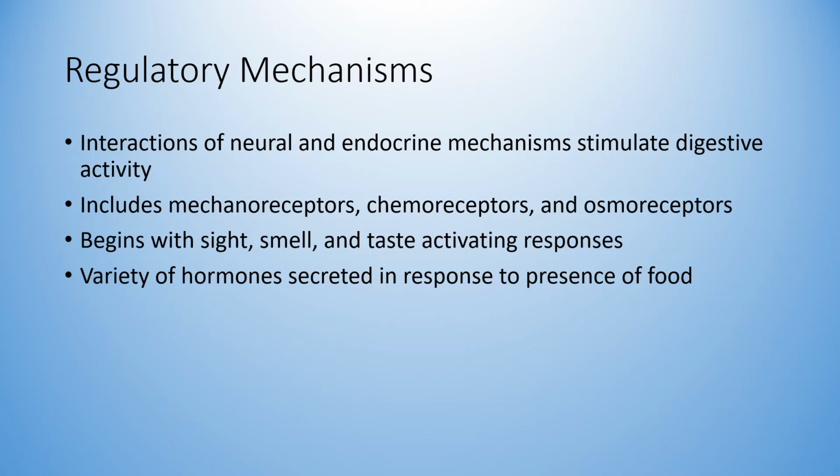It's going to include mechanoreceptors that can pick up stretching. Oh, okay, there's food here. The stomach is stretching, etc. Chemoreceptors, which are picking up different chemicals, and osmoreceptors, which are picking up different concentrations of things like sodium, calcium, magnesium, potassium. Some of these regulatory controls begin before you even put anything in your mouth.